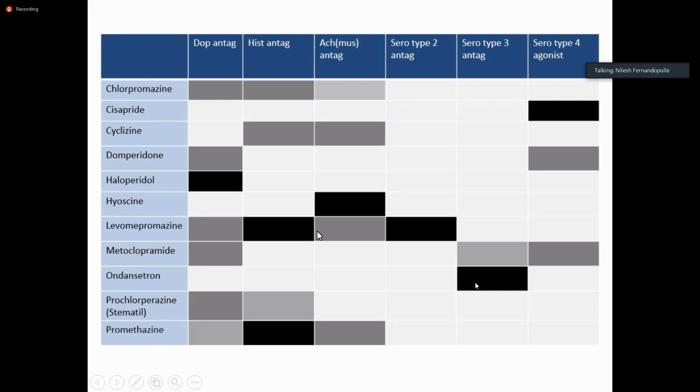I'll maybe give this as a handout to you all later, so you don't need to actually copy it or take photographs. You can just have a look at it later and try to see whether you can remember some of the drugs. Some of the common things you will remember anyway.